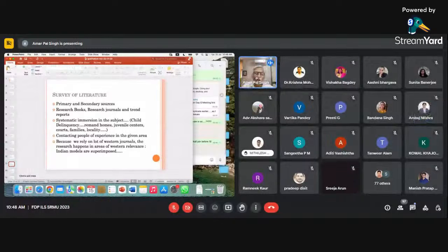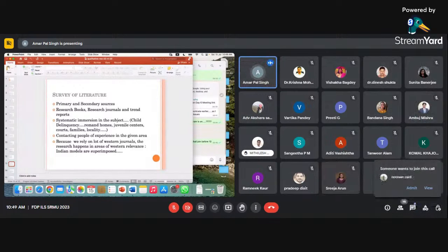All these things have got to be properly appreciated and understood for the purpose of contextualizing the problem of child delinquency. Once you have systematically immersed yourself in the subject area, then you need some person of experience in that particular area who can give you a certain direction, doability of a certain research. Even if you are sure that you have done enough work and systematically immersed yourself in the subject, nevertheless, you need to cross-verify your understanding with a person of experience, so that he can tell you the doability or not doability, the sustainability of that project.